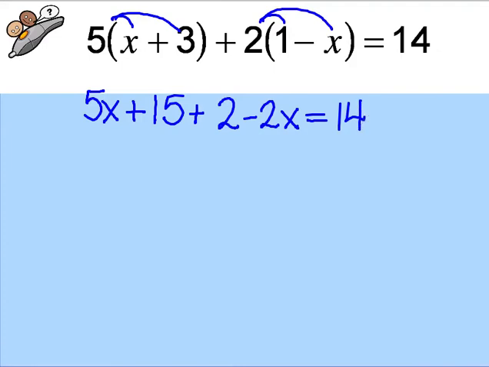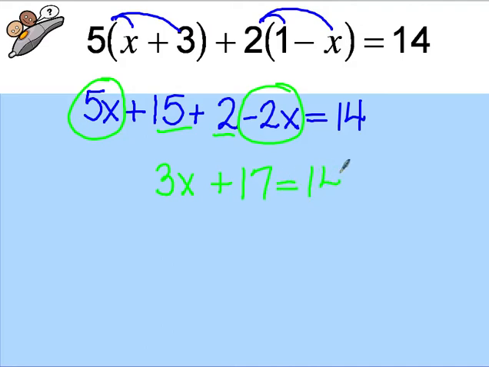So now we're looking for like terms. I have 5x and -2x, which is 3x. I have 15 and 2, which is 17. Next step, you need to subtract 17 from both sides. So when I subtract 17, I get 3x to equal -3. Now you need to divide by 3. So you should get x to equal -1.